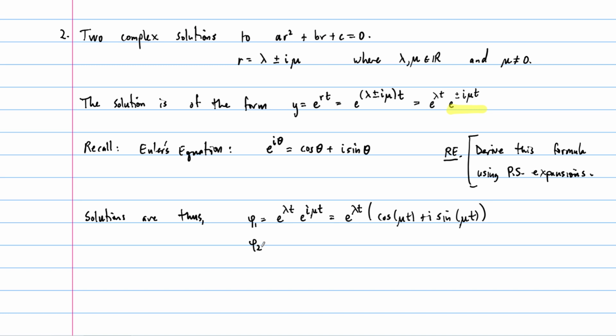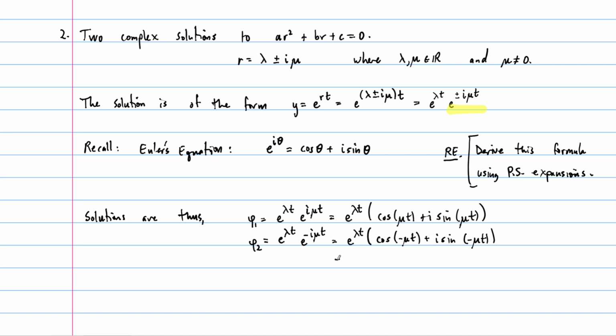The other one is going to be phi2, we'll call it. This one is e to the lambda t times e to the minus i mu t, which gets the minus sign. So e to the lambda t, that part's the same. The trig functions are now going to be cosine of minus mu t plus i times sine of minus mu t. And then remember that cosine is an even function, so it eats its minus signs. It's symmetric over the y-axis, if you think geometrically of the graph. So this is just going to be cosine of mu t again. Sine is an odd function, and so that minus sign is going to come out.